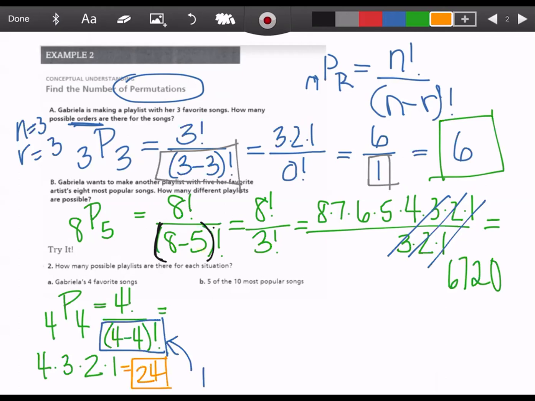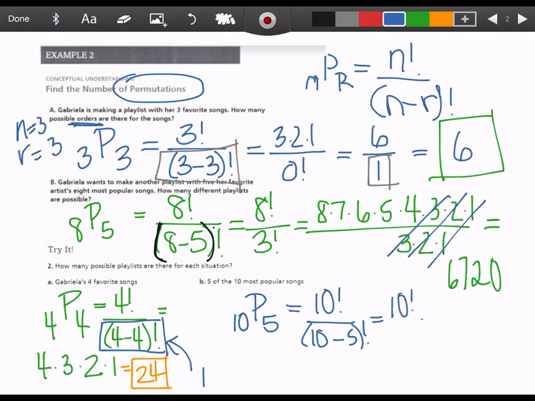Well, now what if we want to choose 5 out of the 10 most popular songs? Order matters still, so we're still dealing with permutations. We have 10 popular songs, and we only want 5 of them. So that's going to equal 10 factorial over 10 minus 5 factorial, which gives us 10 factorial over 5 factorial.